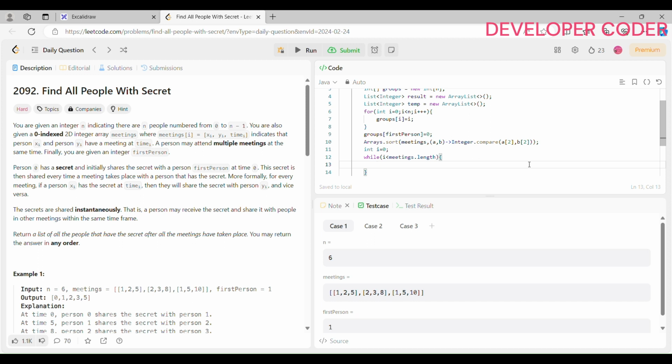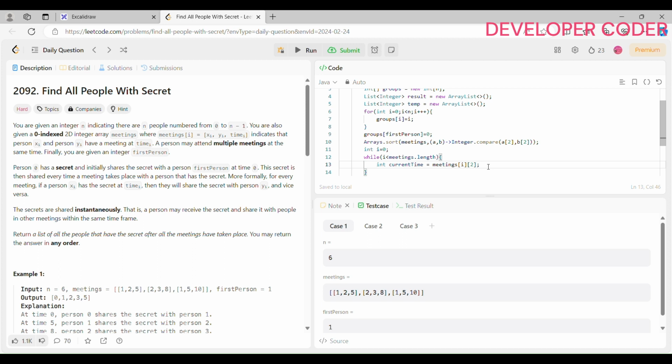What is going to be my current time? For a particular meeting I have to find the time. So meetings of i, and we know that time is stored at index 2. Always 0, 1, 2 for a particular meeting. So this is meeting 0, this is meeting 1, this is meeting 2. For meeting 0, comma 2 is this one, right? So meetings of i comma 2, I get my current time.